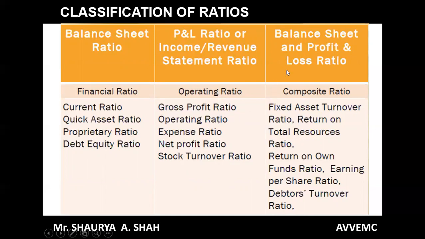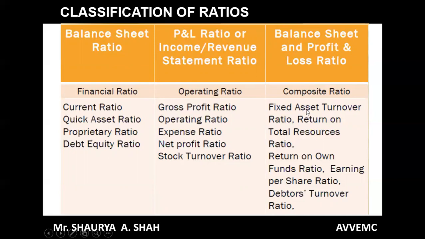The next is again balance sheet and profit and loss ratio. Now, when you refer to your reference book, there are three types of headings given. The first is balance sheet. The second is P&L or revenue. And the third is your composite ratio. It is a mixture of balance sheet and your profit and loss, right? So it is also known as composite ratio.